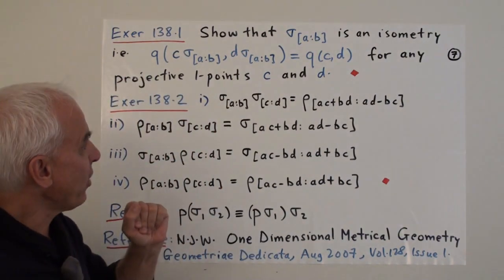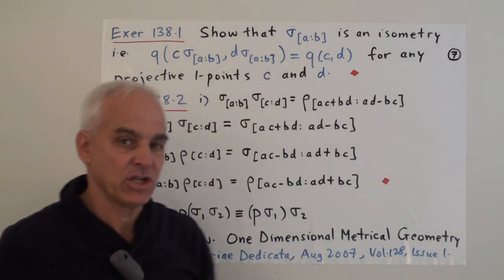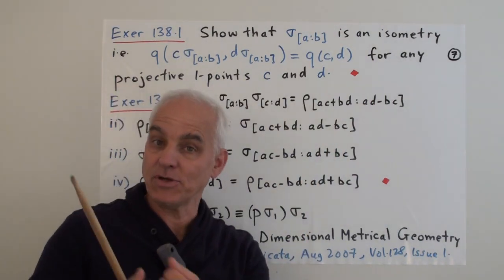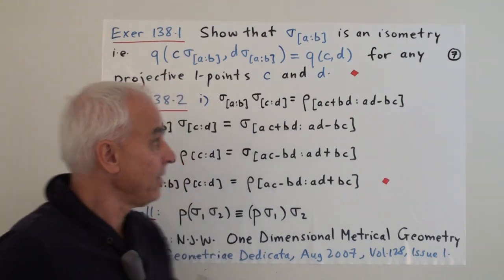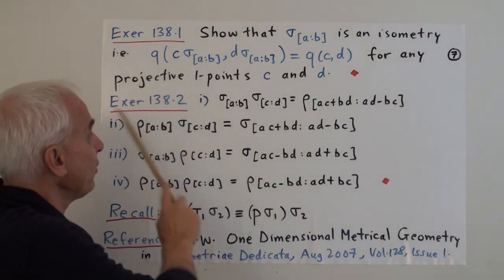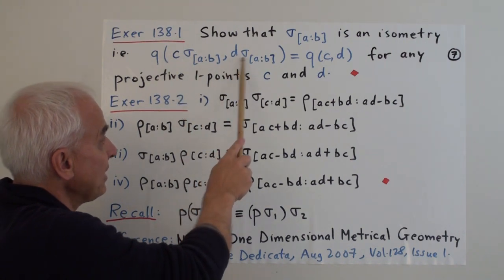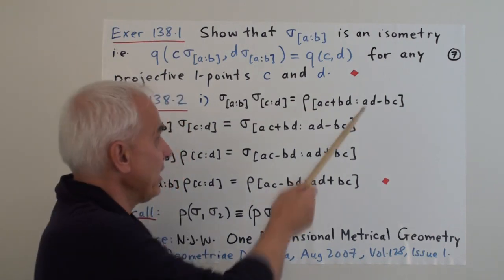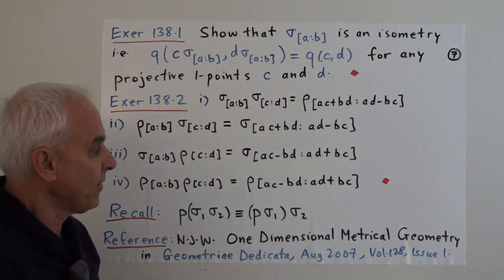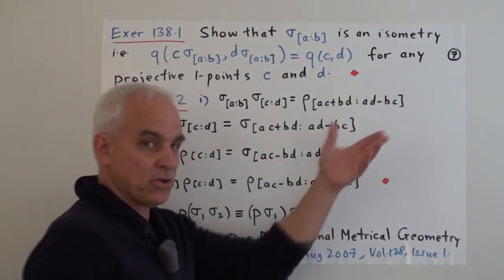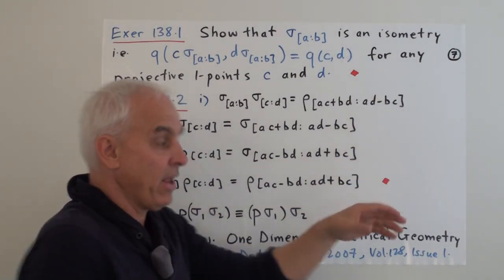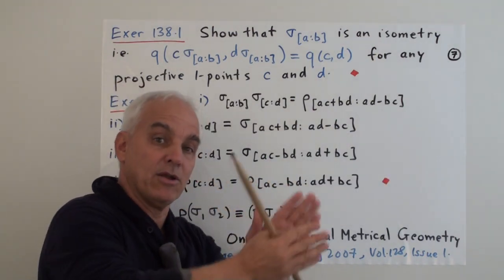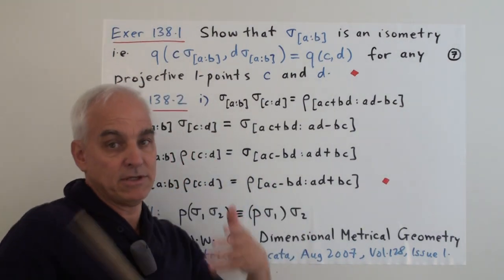The first one is to show that this reflection sigma is indeed an isometry. The same property that the rotations that we talked about in our last video had. Namely, if we take the quadrance between C times sigma and D times sigma, we get the same thing as the quadrance between C and D for any two projective 1 points C and D. So we have two projective 1 points C and D, we measure the quadrance between them, that's a certain number, and then we apply a reflection to both of them, the quadrance between the new image points is going to be the same as the original one.